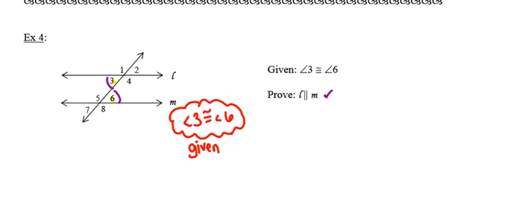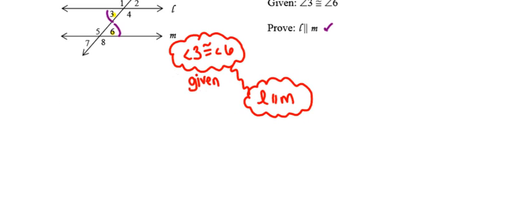Because those alternate interior angles are congruent, I'm all set to make the conclusion that lines L and M are parallel. How do I know that that's a true statement? Well, anytime I have congruent alternate interior angles, they make my lines parallel. Because now I've proven why our statement must be true, I know that my proof is concluded and finished.